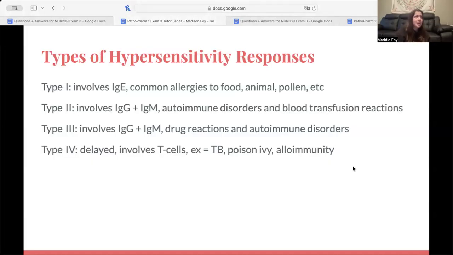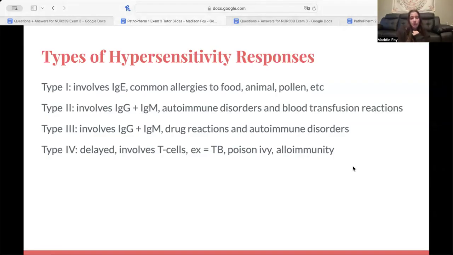So if someone's allergic to peanuts or dander or dogs or cats, or I'm allergic to bug spray, those are all type 1 hypersensitivity responses. Type 2 involves the immunoglobulins G and M, and examples of these are autoimmune disorders and blood transfusion reactions. And then type 3 also involves IgM and IgG and can also involve autoimmune disorders, but another characteristic is a drug reaction. And then lastly, type 4 is a delayed hypersensitivity response that involves the T cells instead of an immunoglobulin.